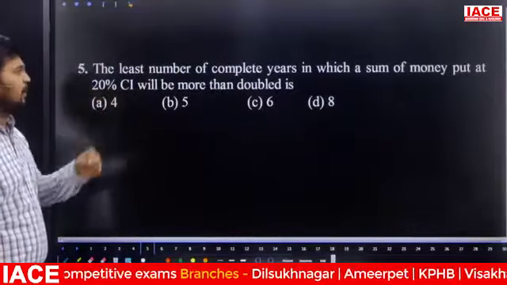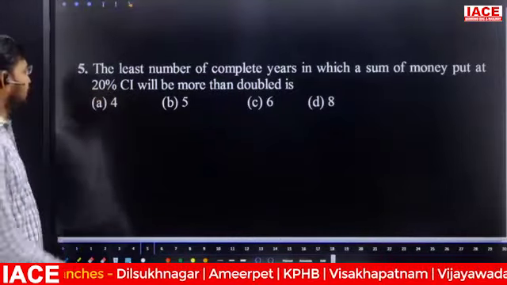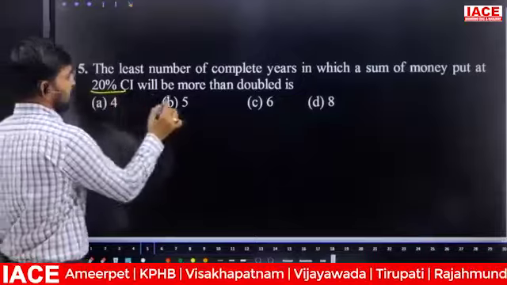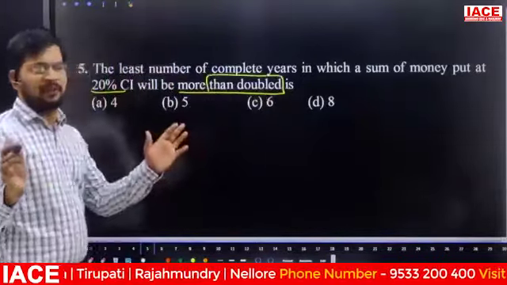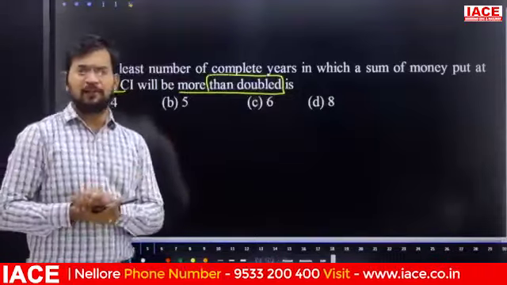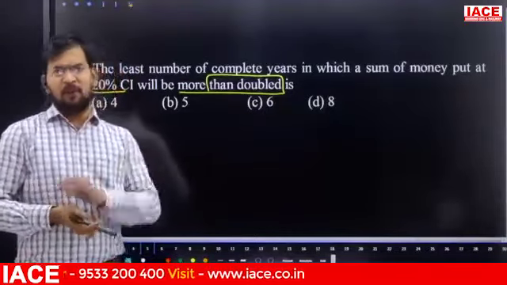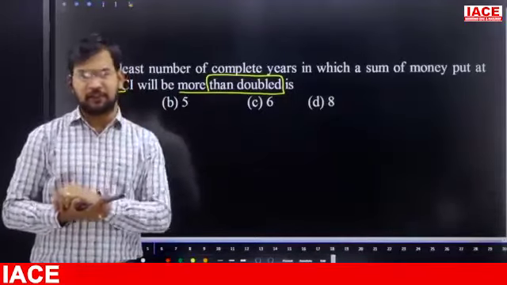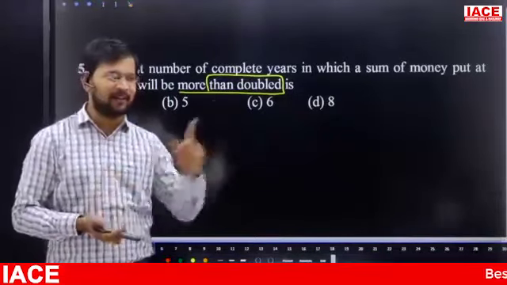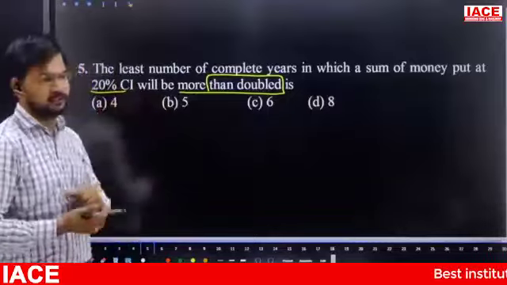The least number of complete years in which a sum of money put at 20% compound interest will be more than double. Look at me, all of you. First of all, I don't know the principal here. I assume it as 100. More than double means minimum I need 100 rupees of interest. Rate of interest is 20%.